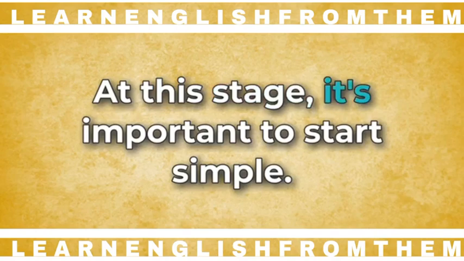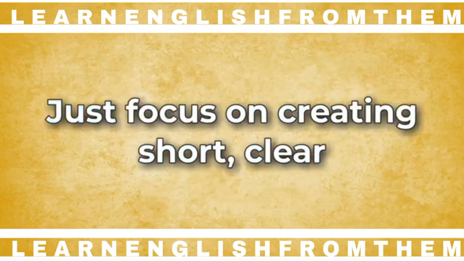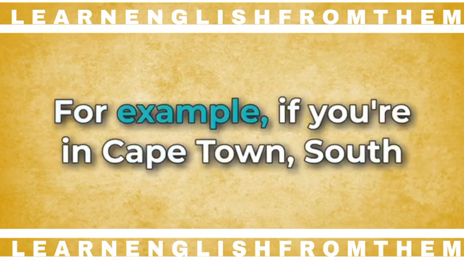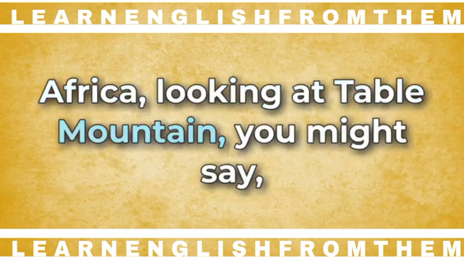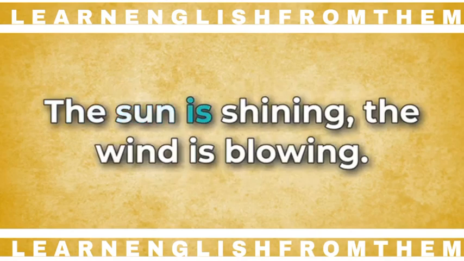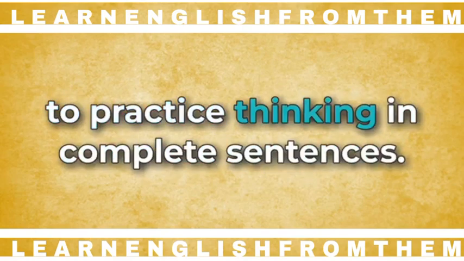At this stage, it's important to start simple. Don't worry about making long, complicated sentences. Just focus on creating short, clear sentences that describe what you see. For example, if you're in Cape Town, South Africa, looking at Table Mountain, you might say, "The tourists are climbing the mountain. The sun is shining. The wind is blowing." These are simple, but they allow you to practice thinking in complete sentences.